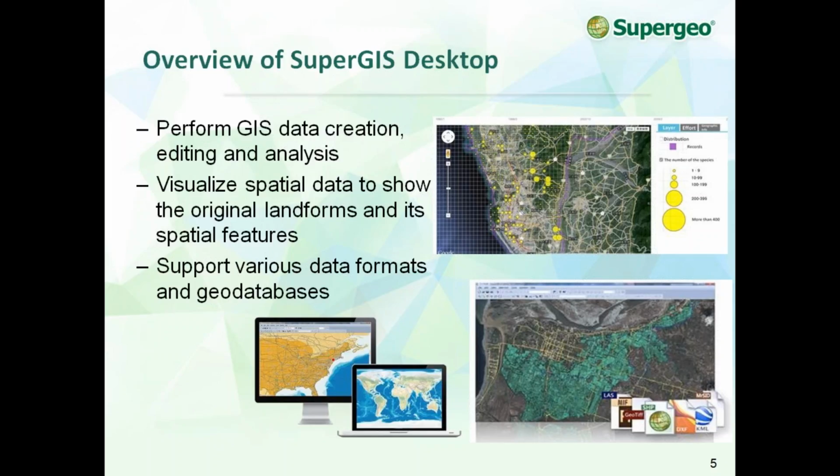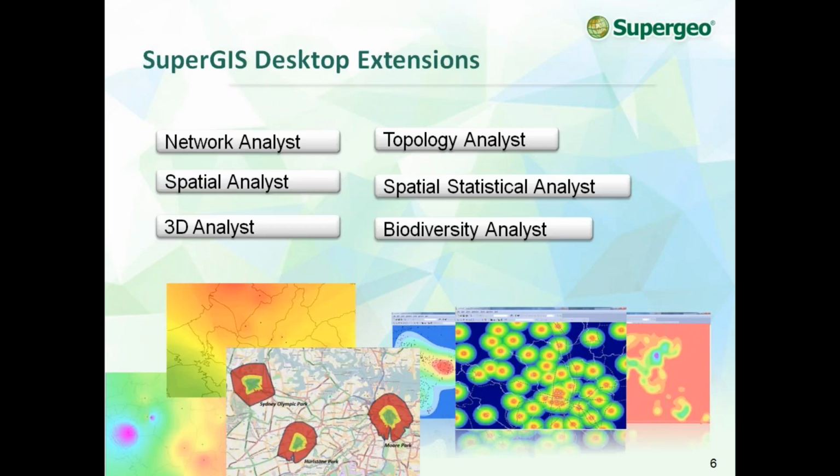SuperGIS Desktop supports all commonly used GIS formats like shapefile, KML, DXF, and so on. Users of SuperGIS Desktop can also read and write data in geodatabases like Microsoft SQL, Oracle Spatial, or PostgreSQL. In addition, there are also 6 extensions that can extend the capability of SuperGIS Desktop, which can help you to create a 3D environment, and do many advanced analyses on spatial data like network analysis or spatial analysis. All these extensions can help you to find out more spatial relations and make smarter decisions.